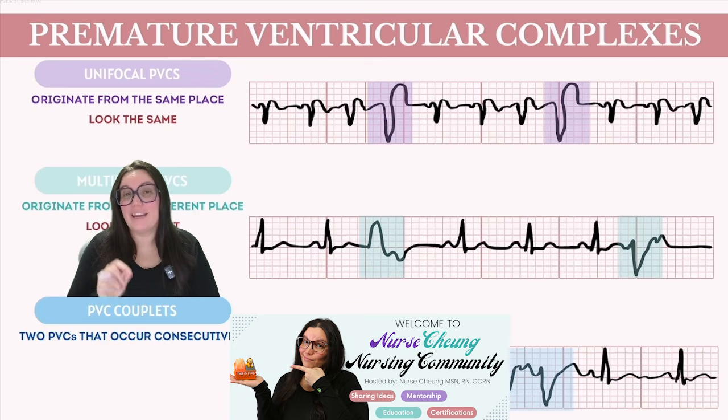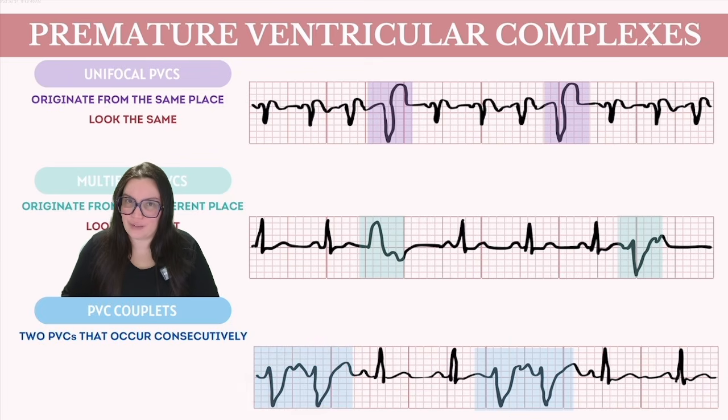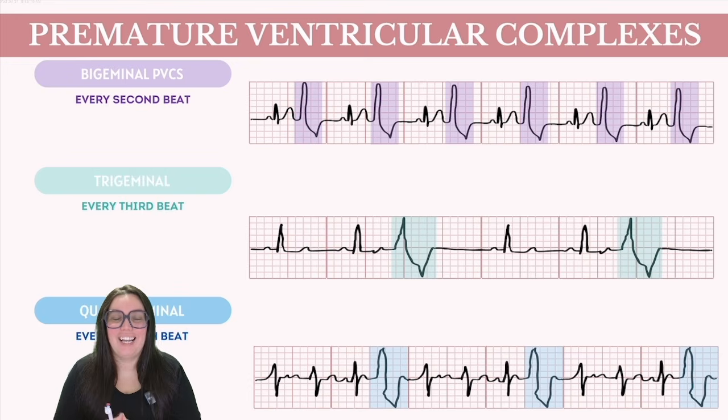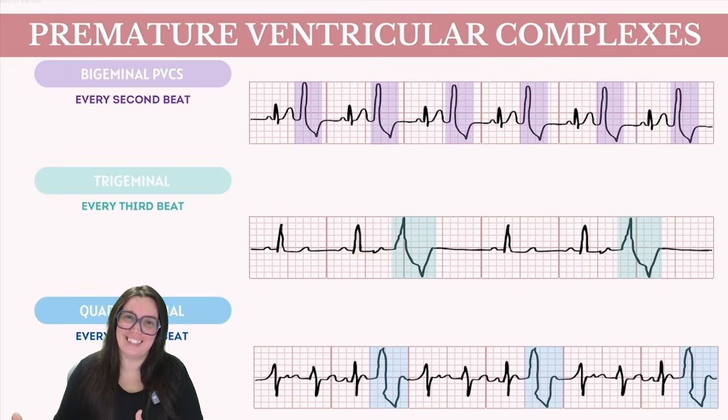What's key here is that if you see 3 or more PVCs in a row, we're not looking at a PVC couplet, we're actually looking at a run of ventricular tachycardia. You may hear terms like bigeminy, trigeminy, and quadgeminy. These terms refer to patterns of premature contractions that occur in relation to the person's normal heartbeats. Starting with bigeminy, this occurs when the normal heartbeat is followed by a premature contraction consistently throughout that 6-second strip.